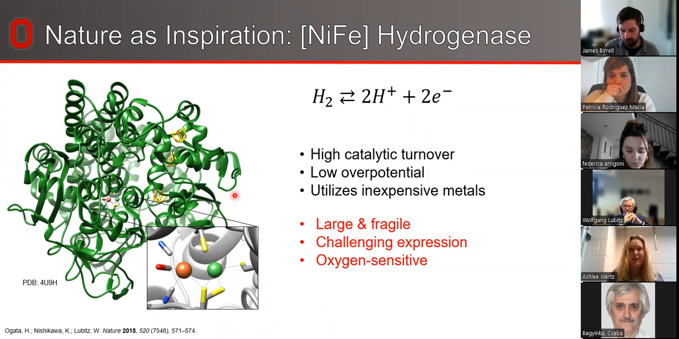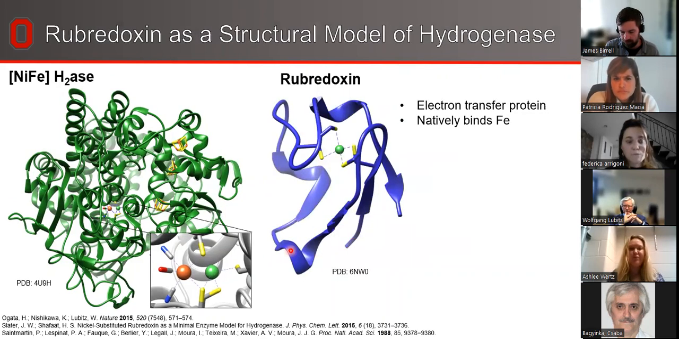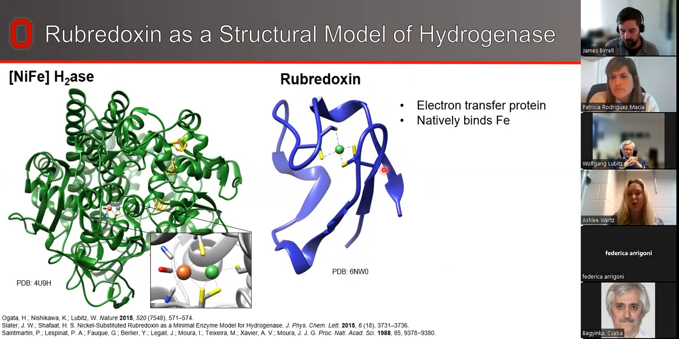However, there are a few downsides to its large-scale use. For one, it's large and can be somewhat fragile. Sometimes it's challenging to heterologously express, and some variants are oxygen sensitive. So building off work in the 80s by Moore and coworkers, we can take rubredoxin, which is a small electron transfer protein that natively binds iron, and substitute out that iron for nickel. Once we've made this substitution, we've mimicked the primary coordination sphere of the nickel-iron hydrogenase, where the nickel is coordinated by 4 cysteine residues.